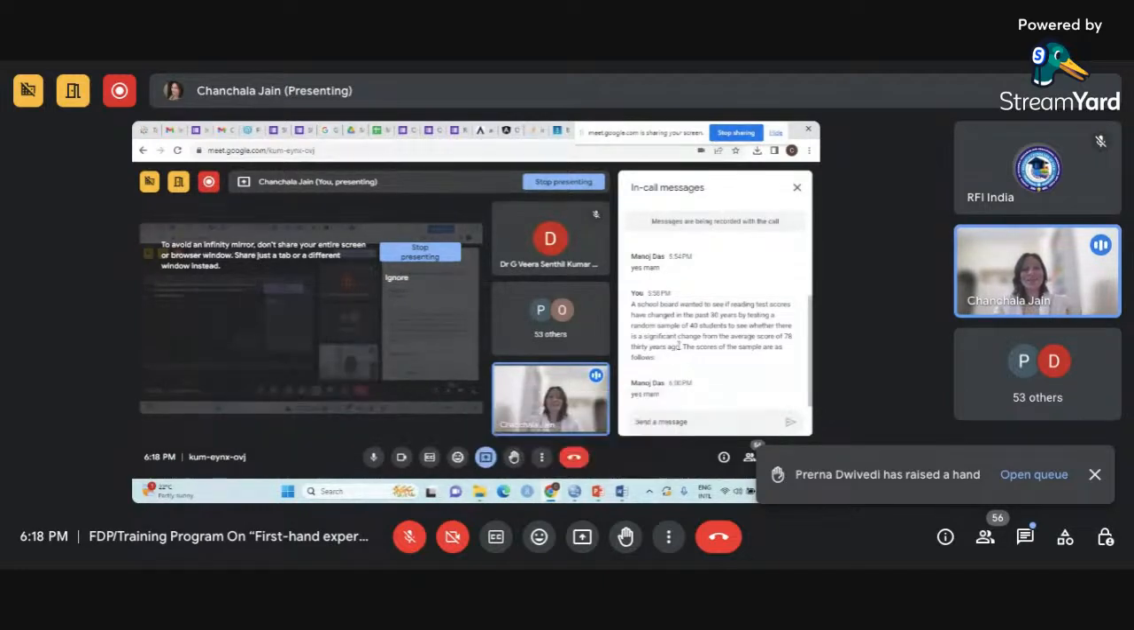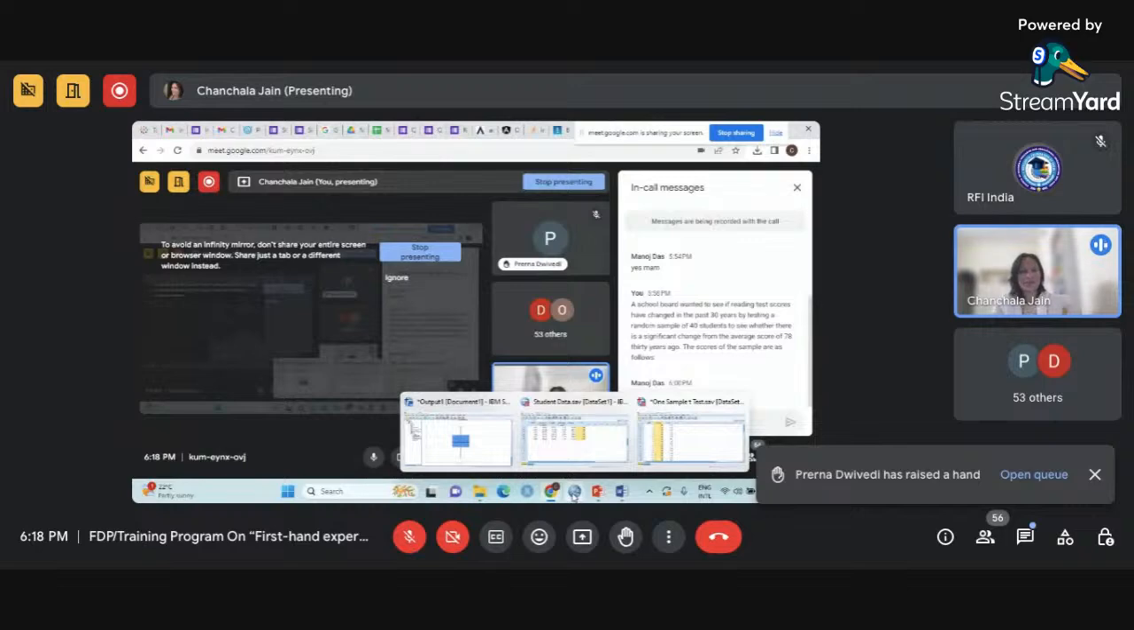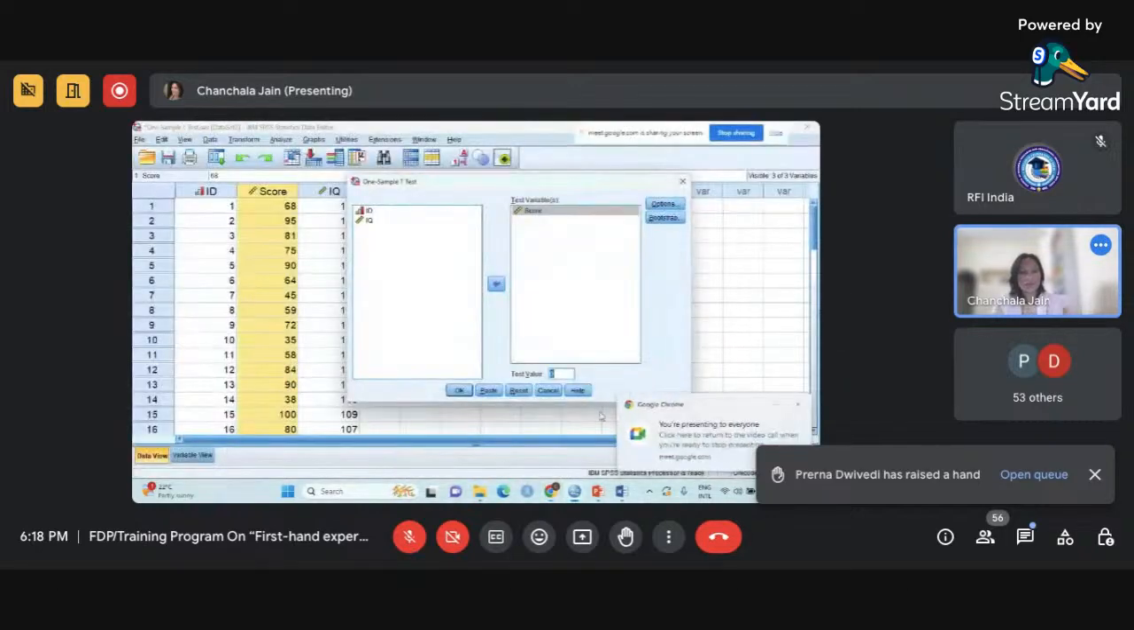Correct. In the problem itself, it is mentioned that with the experience of the school, they are saying the average score since the last 30 years is 78, right? I hope you understood from where the sir has said this. This is what I wanted to explain with the slides, that whenever we are talking about the one sample t-test, we need to have an idea about the population mean, right? So that is the value which you need to put here under the test value. I hope it is clear to all.